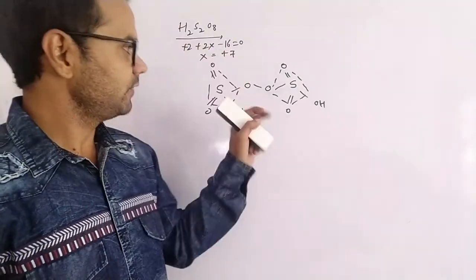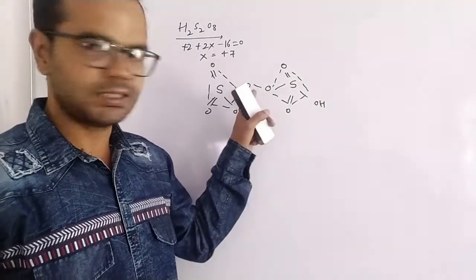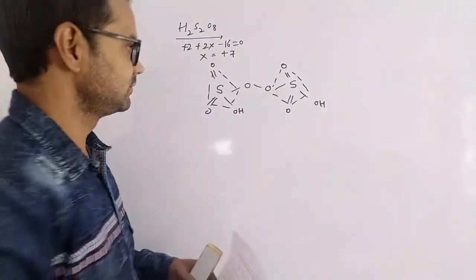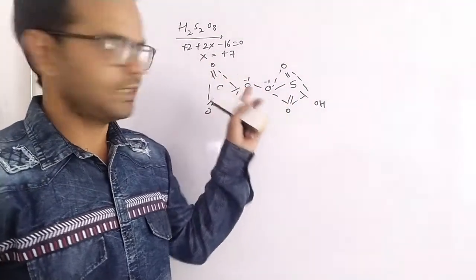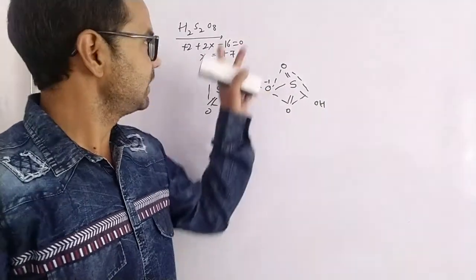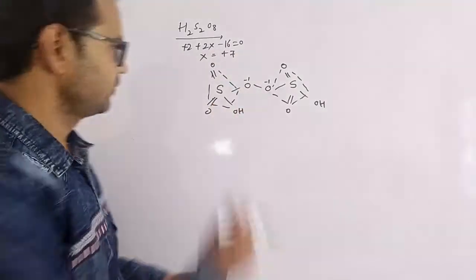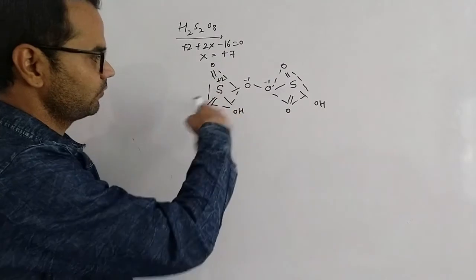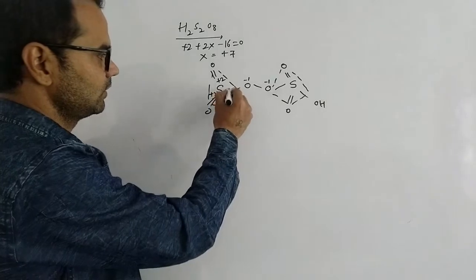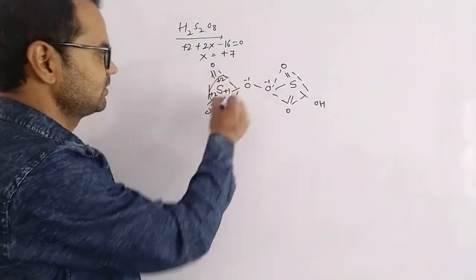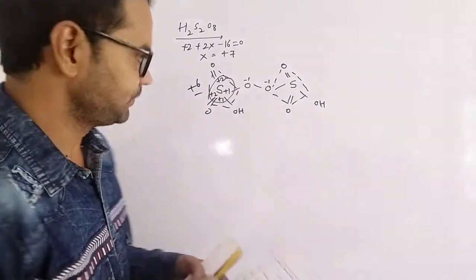So in the structure we can see there is a peroxy linkage. Two oxygens are held with a single bond. That's why the charge on these two oxygens is -1. So in H2S2O8 there are two oxygens which have a -1 charge. The remaining 6 oxygens have a -2 charge. That's why its oxidation state is still +6. From this bond +2, from this bond +1, and from this bond +1. So each sulfur still has a +6 charge.